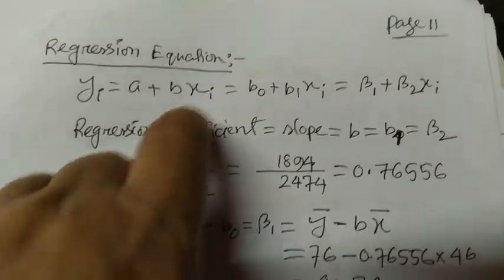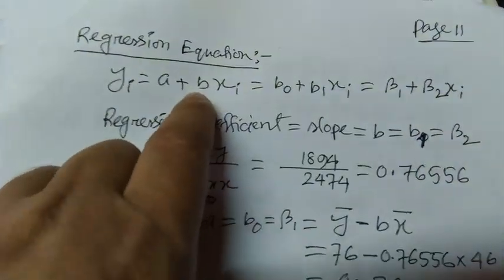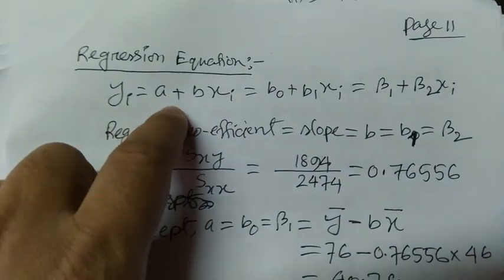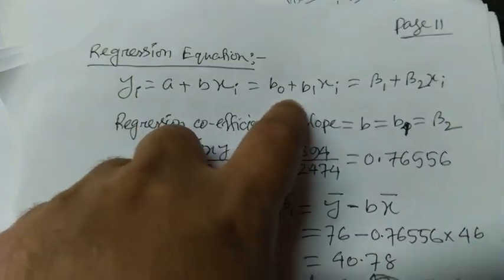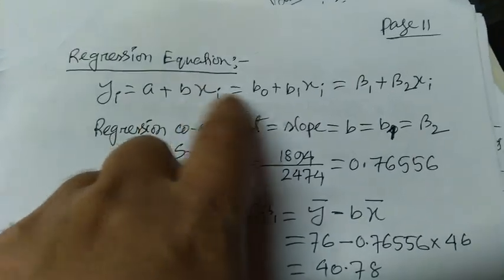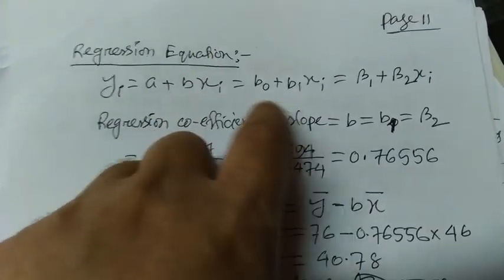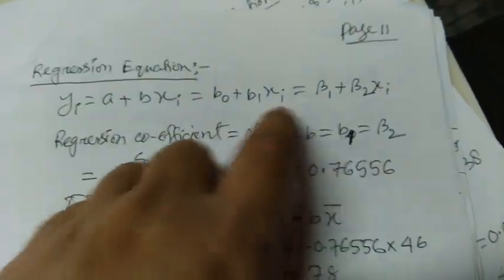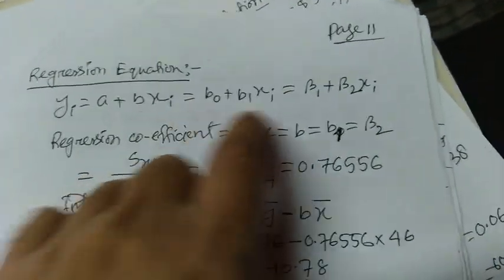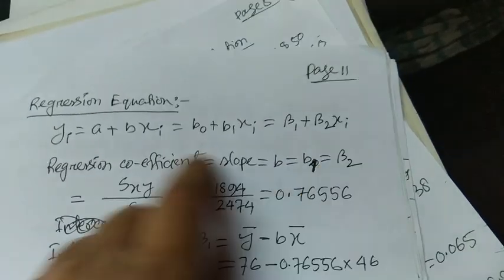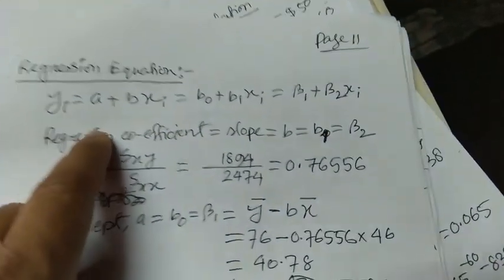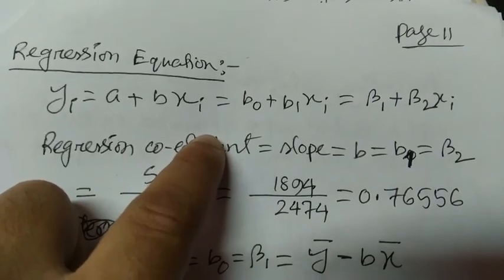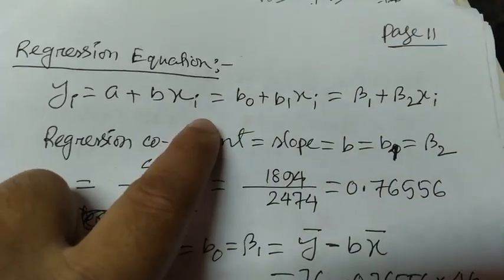As I said before, these are the different ways the regression equation is written. y is equal to a plus bx, or instead of a we can write b0, instead of b we can write b1 multiplied by x, or instead of a we can write beta 1, instead of b we can write beta 2, x and y. So these are the different ways the regression equation can be written. Here you can see we ignored the error term. So the error term is not included.